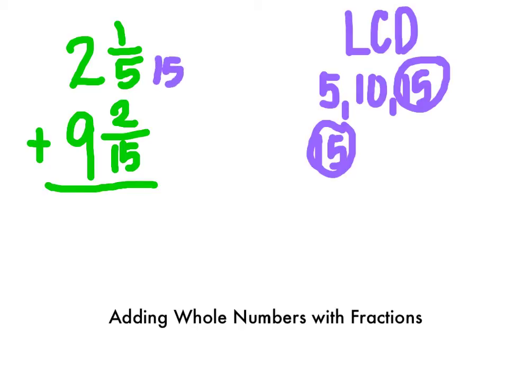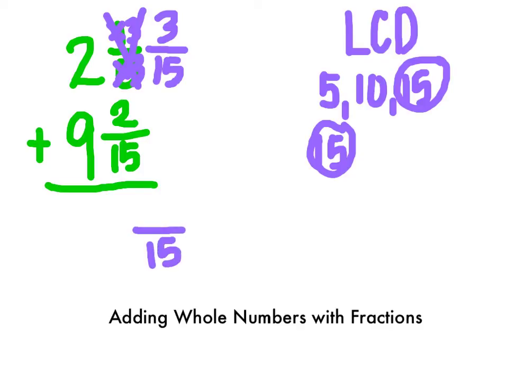You only need to change the top one, though, because the bottom's already 15. So 5 times 3 equals 15. I need to do that to the top. 1 times 3, which would equal 3. So now my new fraction is going to be 2 3/15 plus 9 2/15. My denominator stays the same in my answer. 3 plus 2 is going to be 5. And 2 plus 9, my whole numbers, I do last, which is going to be 11.